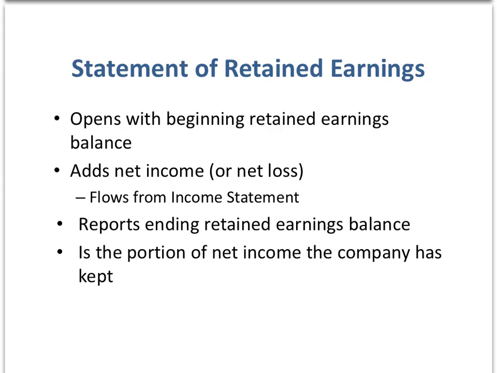The next statement that would be prepared would be the statement of retained earnings. This opens with the beginning retained earnings balance. It adds net income or subtracts net loss, and this net income or net loss comes directly from the income statement. That's why the income statement needs to be prepared first. And it ends up with the ending retained earnings balance, and this is the portion of net income that the company has kept.